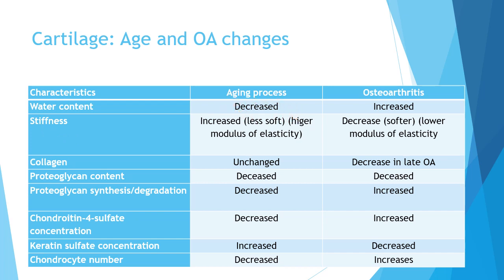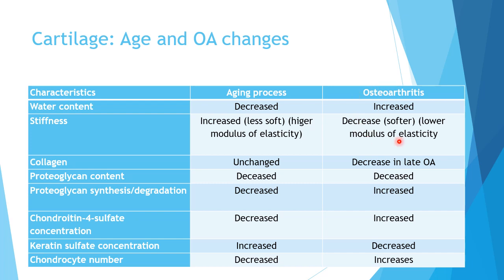So with aging, the water content decreases, and when the water content decreases, the cartilage becomes stiffer, or in another word, has a higher modulus of elasticity, or less soft.